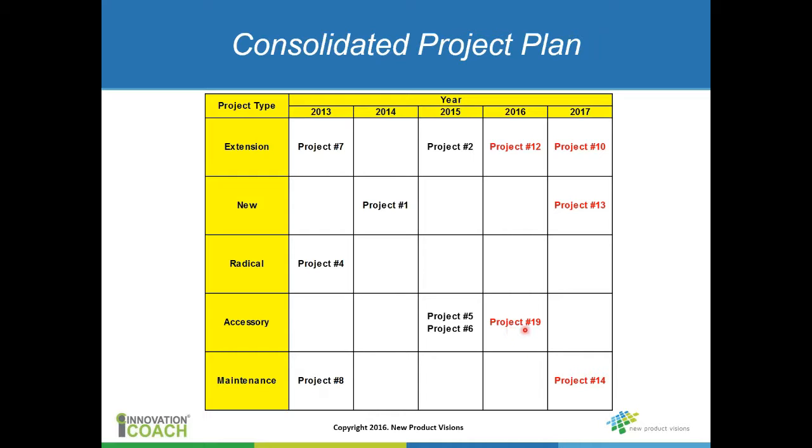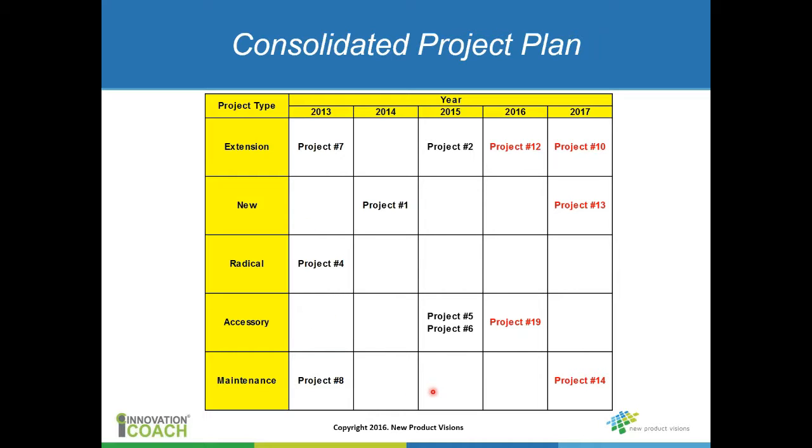And you'll note here that project number 19 might come to market before project number 14, even though project number 14 has a higher priority. And that's simply because of the resource allocation process. So this is really what you're after.